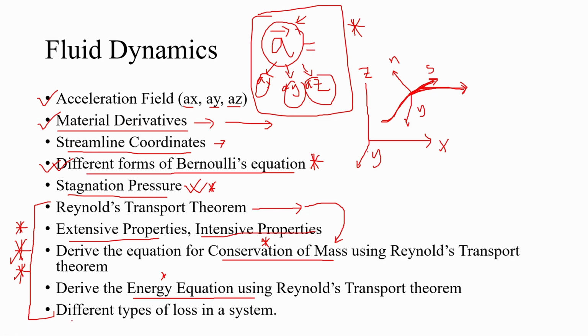Then you need to know different types of losses in a system. For example, we can have different kinds of gain, and you can have different types of losses, head loss, and so on and so forth.